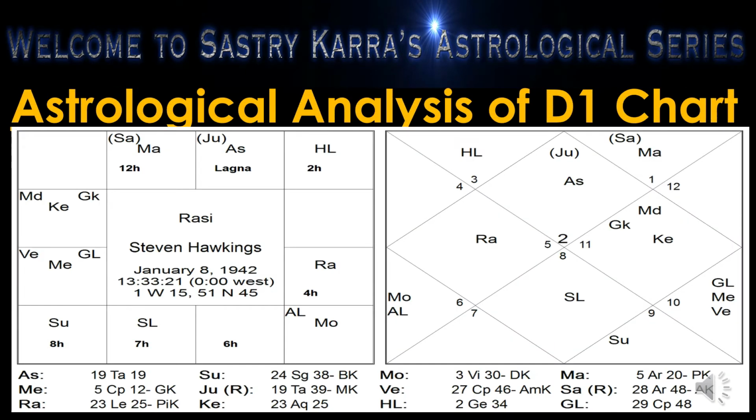Let's now start looking at the D1 chart for this particular native. The Lagna is Taurus, and so the Lagna-Adhipathi is Venus. Remember, the first and the sixth house lord is Venus, and Venus is residing in the ninth house, the Dharmasthanamu, and the Dharmasthana-Adhipathi is Saturn.